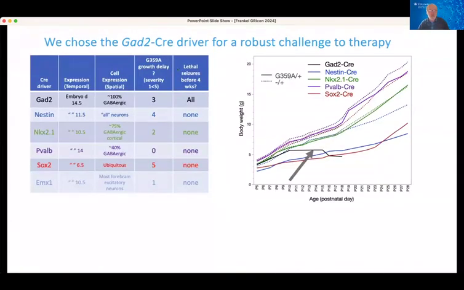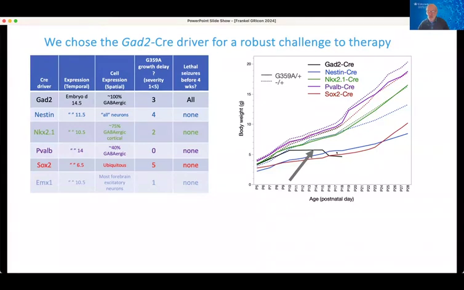And so we did need to choose what cells we wanted to test it in. To make a long story short, we wanted to have a robust challenge for the therapy. And so we crossed the conditional mice to a number of different Cre driver lines. And we chose a line that expressed the construct in all GABAergic, all inhibitory neurons. This plot shows on the vertical axis the body weight, over the first 4 weeks, 28 days of age. And you can see the growth curves of the control mice here are normal.